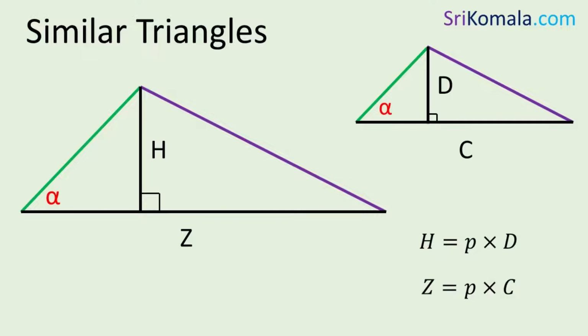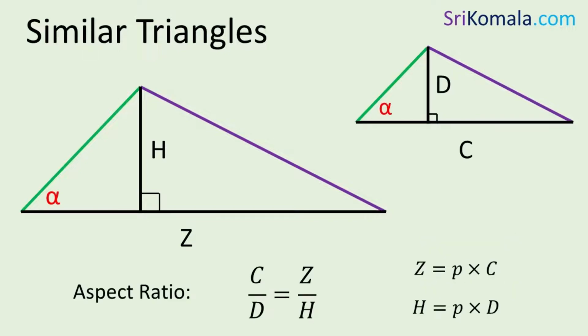The height of the smaller triangle is side D, and the base is side C. The height of the bigger triangle is side H, and the base is side Z. The bigger triangle can be made by prolonging the height of the smaller triangle by a factor of p, and at the same time by prolonging the base of the smaller triangle by the same factor of p.